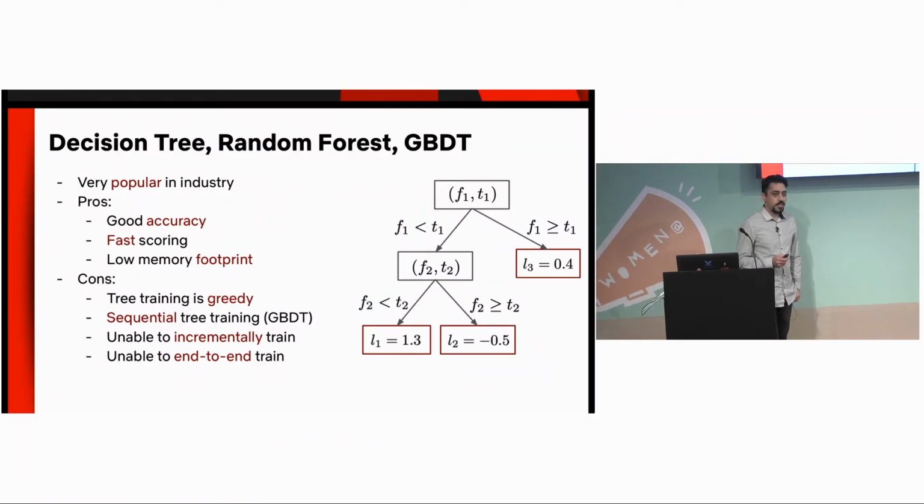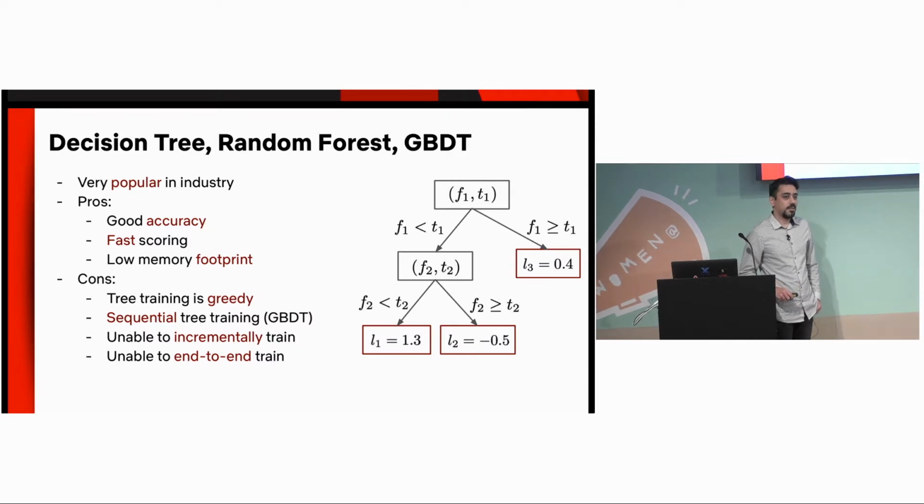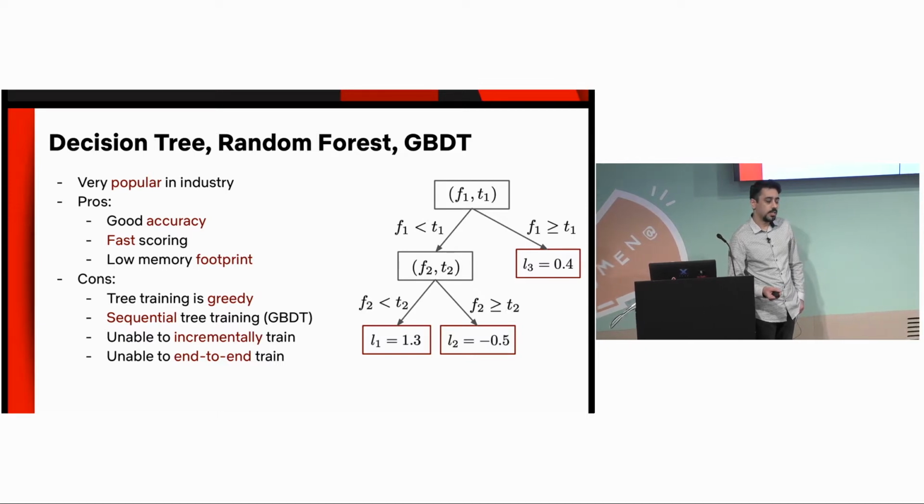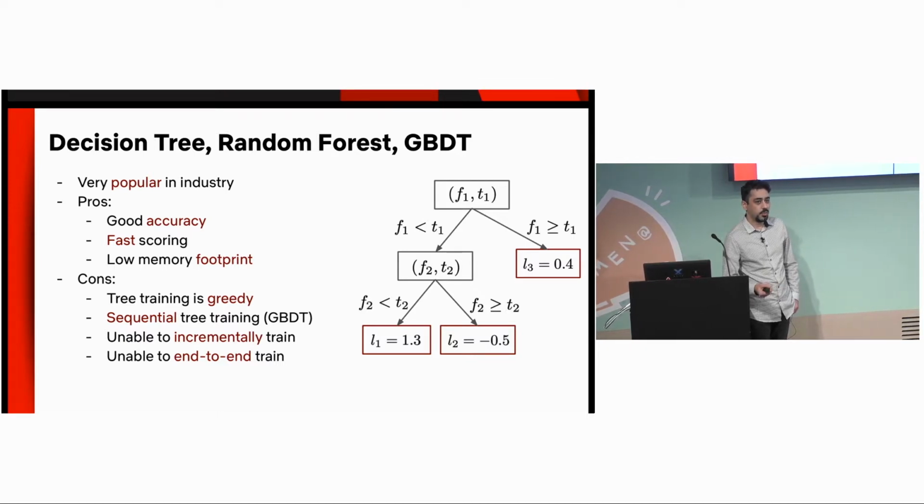Now, if you have been in industry for a couple of years, you know that unlike academia, GBDTs are still very popular here. And they are fast, they are accurate, they have low memory footprint, we can deploy them easily to production. But training has always been challenging because tree training is based on a node splitting that's greedy. And if you train GBDT, it's sequential. You have to train one after each other. And it's also not incremental or end-to-end. What it means is that if you get new data points, you have to retrain from scratch.